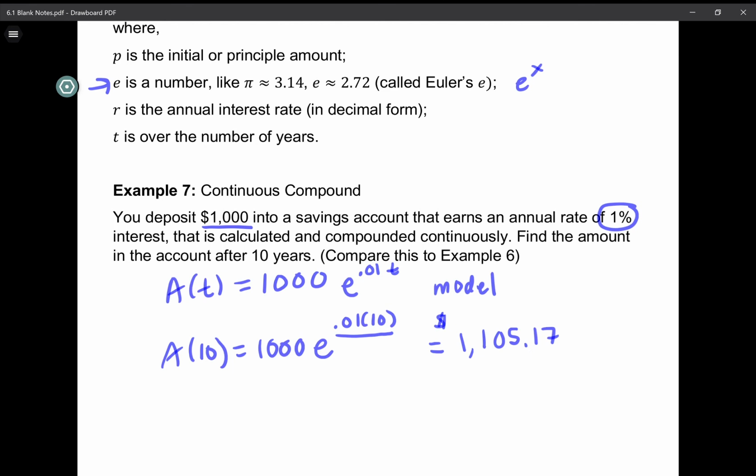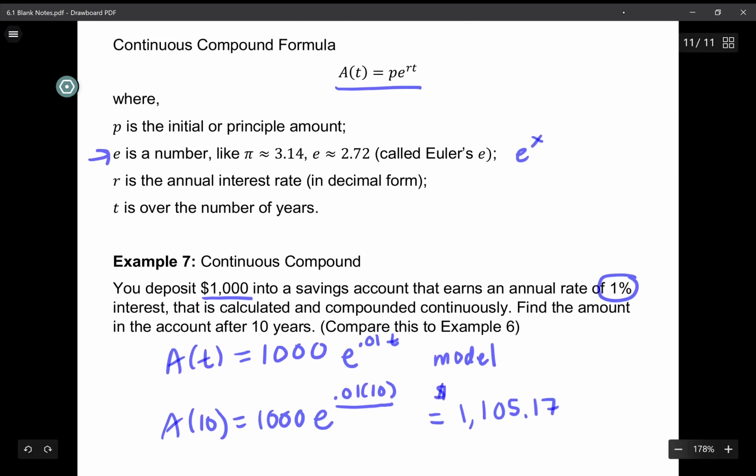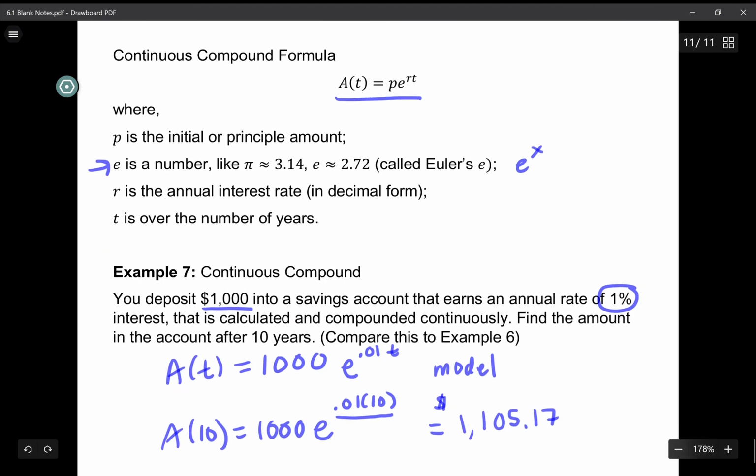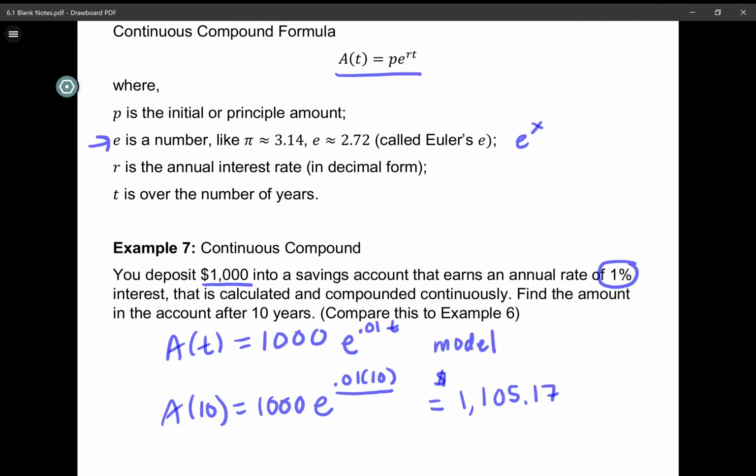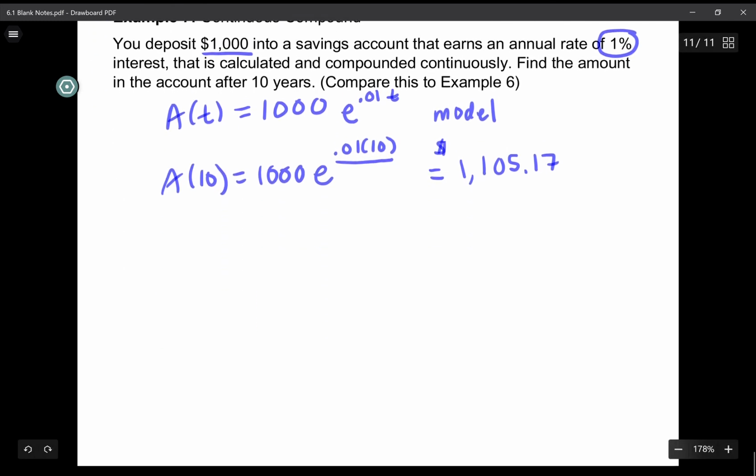Now, before we even look back, do we expect this to be more or less than our compounded monthly? Well, we expect this to be more than compounded monthly because the more often you compound interest, the more interest you're going to get. Because each time you compound it, your amount in your account gets a little bit higher. So the next time you compound it, you're getting interest on a bigger amount. So let's compare this to what we got last time. This was $1,105, same. We got 17 cents instead of 12 cents, which doesn't sound that much, but an interest rate of 1% isn't very good. All right, that's it for section 6.1.